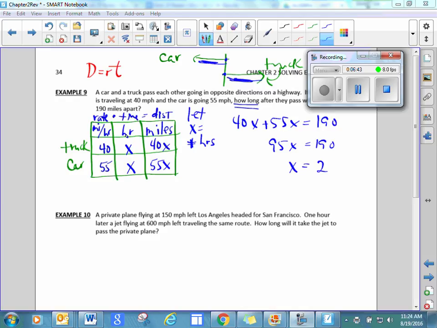So the distance that the truck is going to have gone in X hours is 40X. The car, a little bit further, 55X. And when we add the two together, that needs to equal the 190 miles that we're looking for. You solve, and you end up with X equaling 2, and the unit is hours. So your answer is in 2 hours, after they meet, after this point right here, they're going to be 190 miles apart. So I hope that helped.